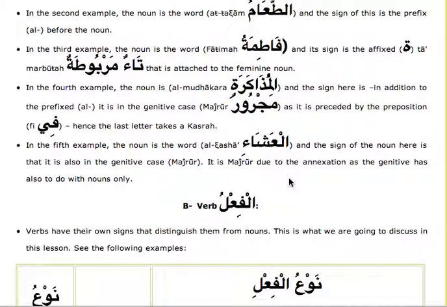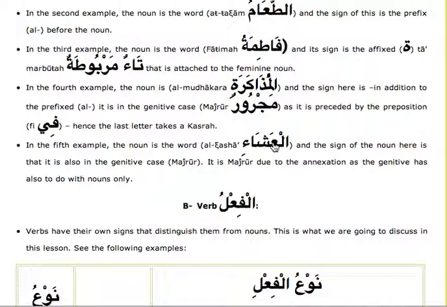In the fourth example, the noun is al-mudhakaratin, and the sign here is, in addition to the prefix, that it is in the genitive case. Genitive case means majrur. Majrur is kasra. As it is preceded by the preposition fi, when you add the preposition, it changes the dhamma at the end. That's what we're looking at up there.